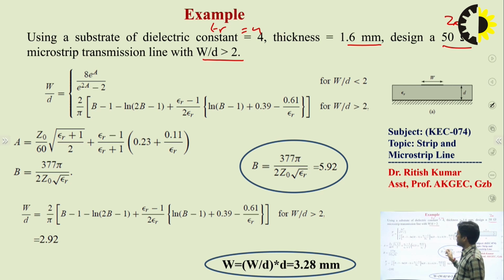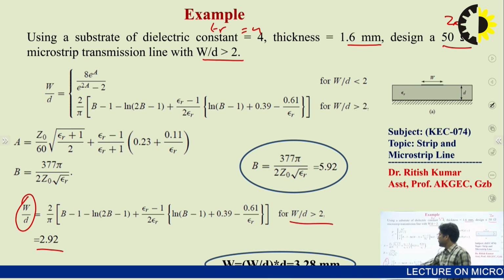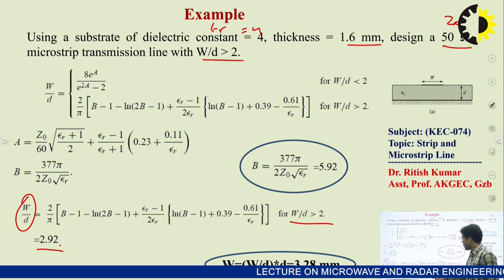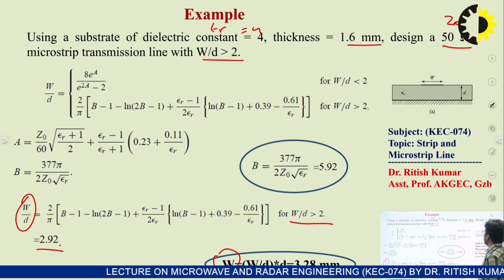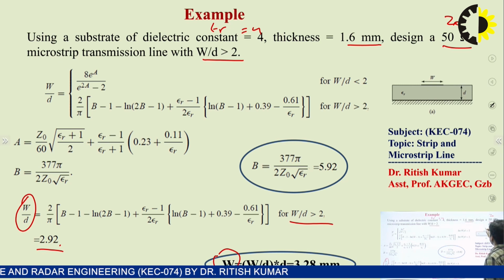By putting the values of epsilon R and Z naught, we have the values of B and A. By putting all these values in the equation, we have W by D equal to 2.92, which is greater than 2, and by using this equation we can have the width of the transmission line. This is W equal to 3.28 mm. So this is the parameter we need to take to have the 50 ohm transmission line for the given parameters, right? So this is all about this example.